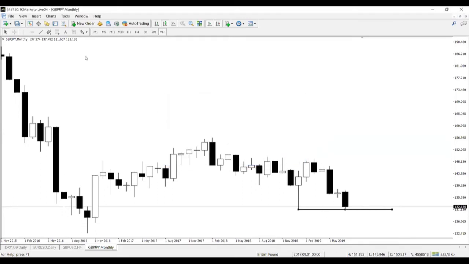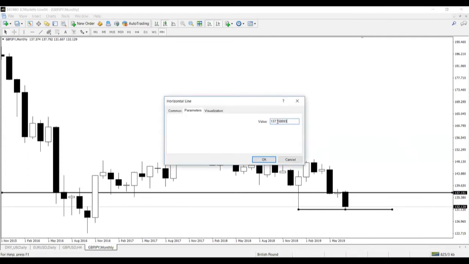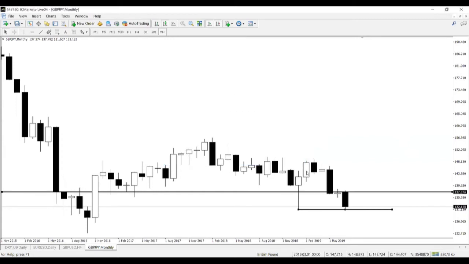I marked out the monthly open of price, which was 137.374. So price managed to find support. This is what I'm talking about: the monthly open always acting as a very, very nice pivot zone. What I mean by that is price found support, broke above, found support, dipped in again, broke support, found support, broke below, retested, sold off.